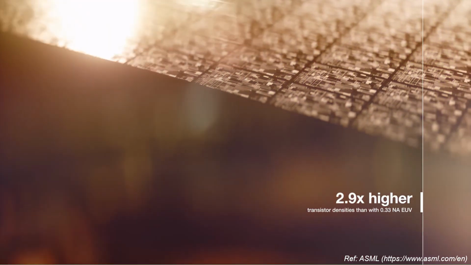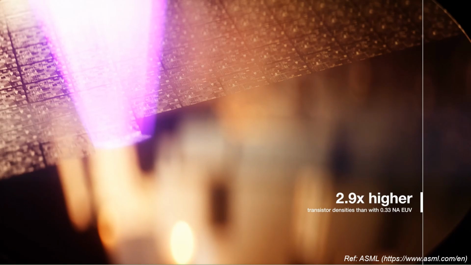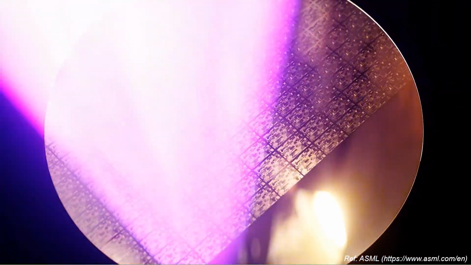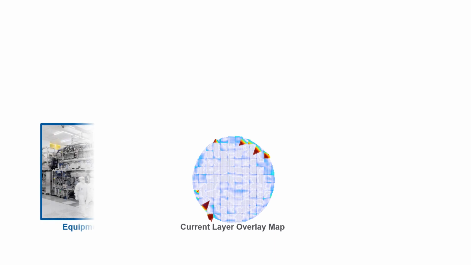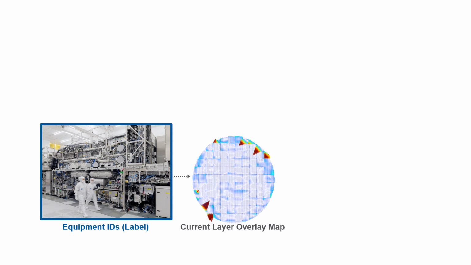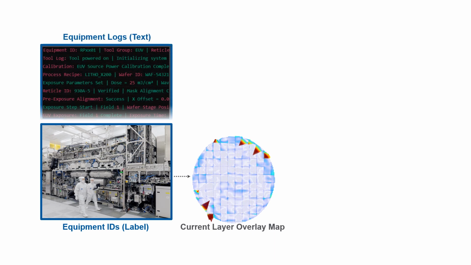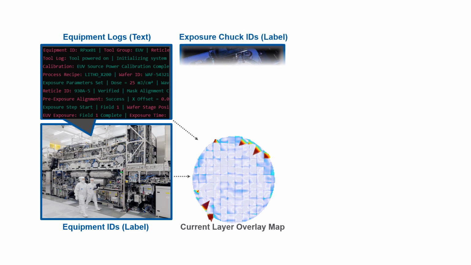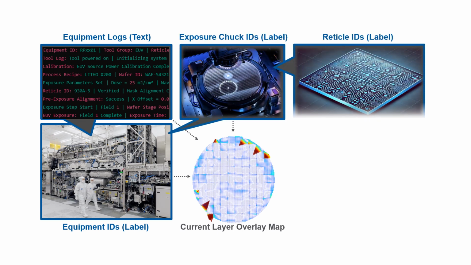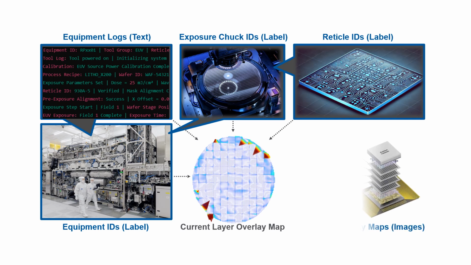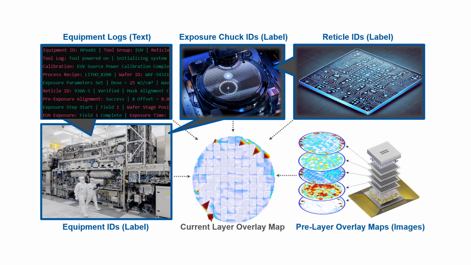These demanding requirements highlight the importance of accurate overlay map generation. Current layer overlay map prediction is a multimodal problem. It requires considering which exposure tool is used for exposure, along with the corresponding tool logs, which are text data. It also involves exposure chuck IDs and reticle IDs, which are categorical data. Finally, it must take into account pre-layer overlay maps, which are image data.